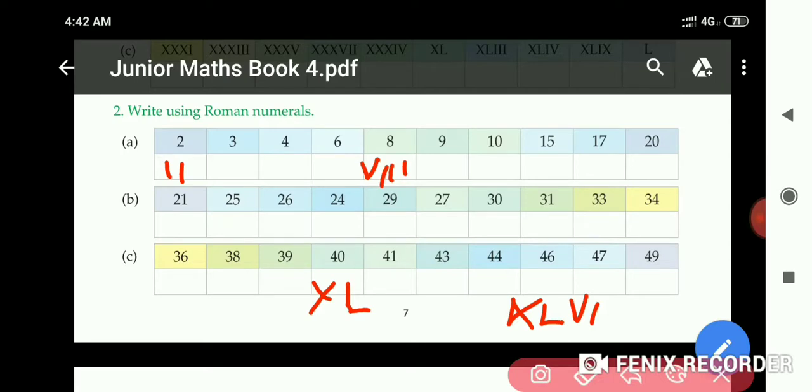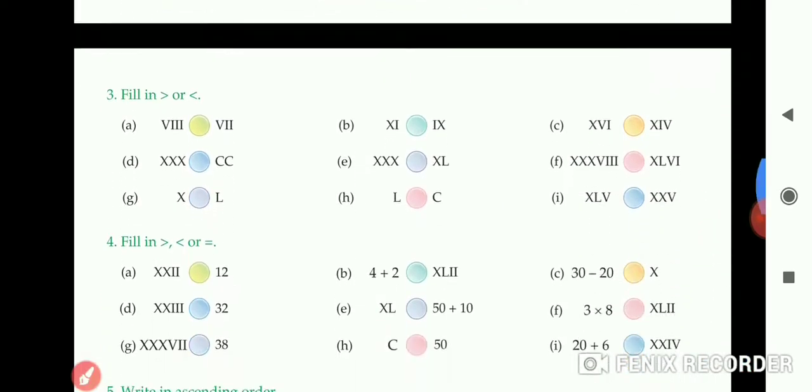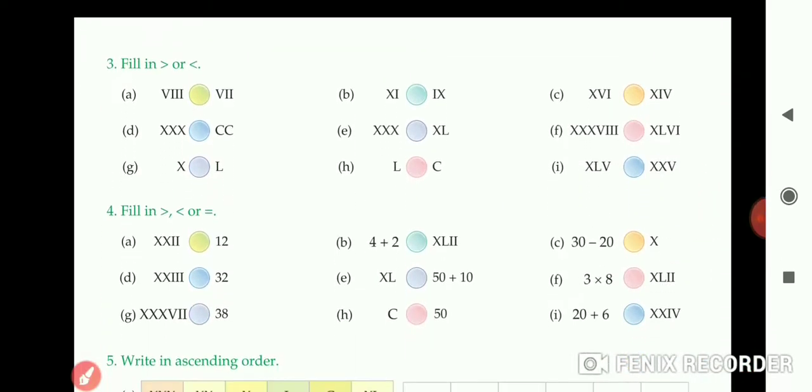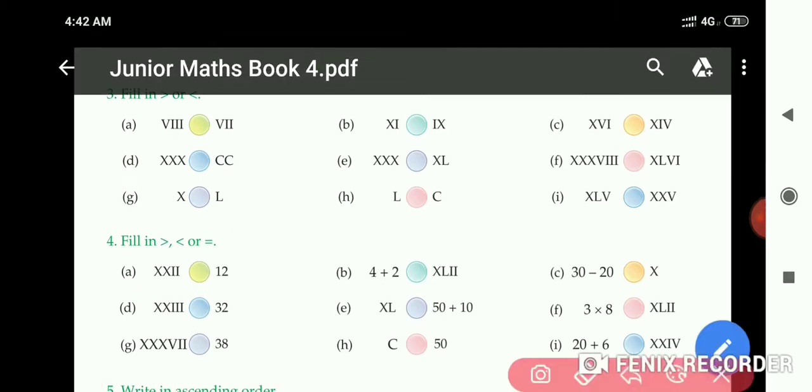Now move to the next page. Question number 3. Fill in greater than or less than. First of all, what you have to do, you have to identify the Roman numbers and then you have to compare them, which one is greater, and according to that you have to put the sign. See, part A. It is given 8 and this is 7. So 8 is greater than 7.